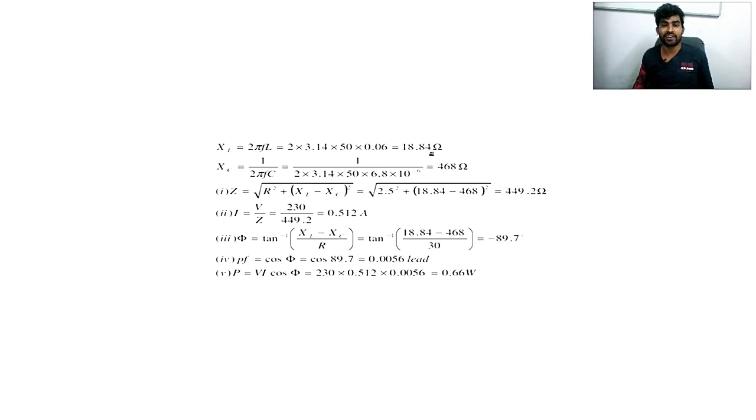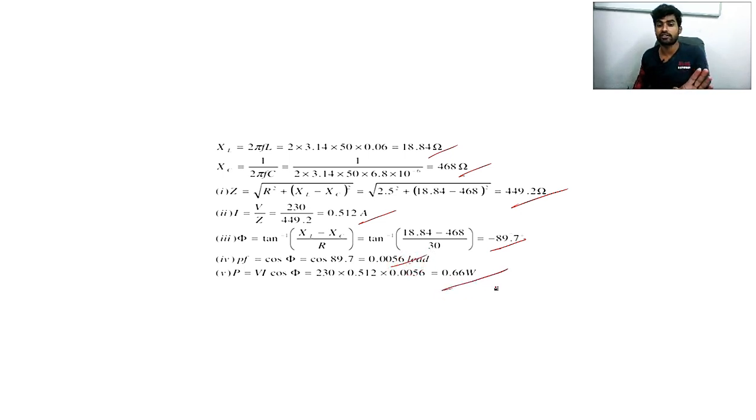So we got XL is equal to 18.84, and then XC is equal to 468, and Z is equal to 449.5. I is equal to 0.512, and then here we got plus 89.7 because they have taken XL minus XC. It should be XC minus XL because XC is greater than XL. So that's why we got 89.7. So finally we got cos phi is equal to 0.0056.